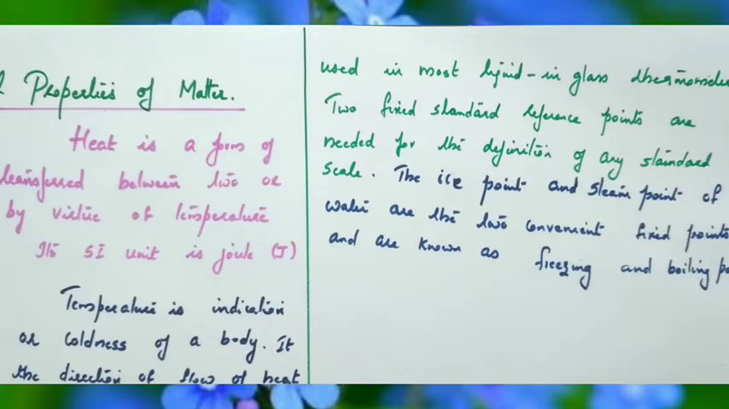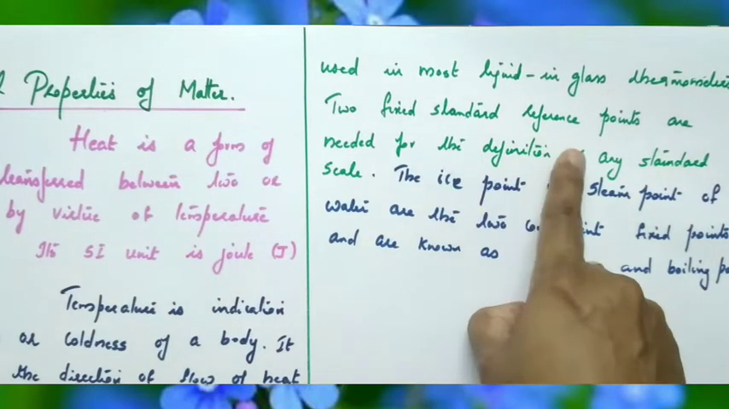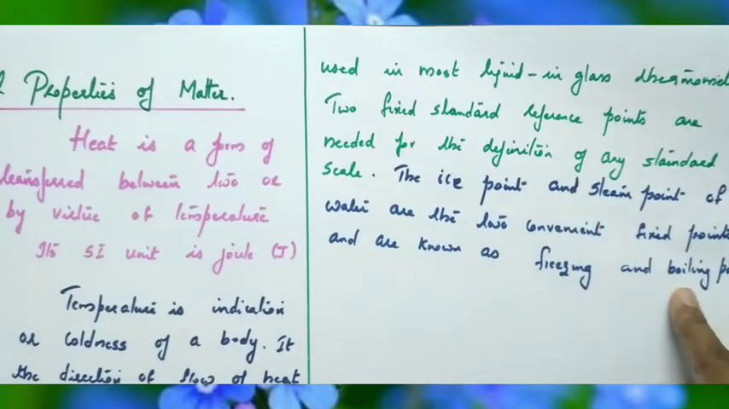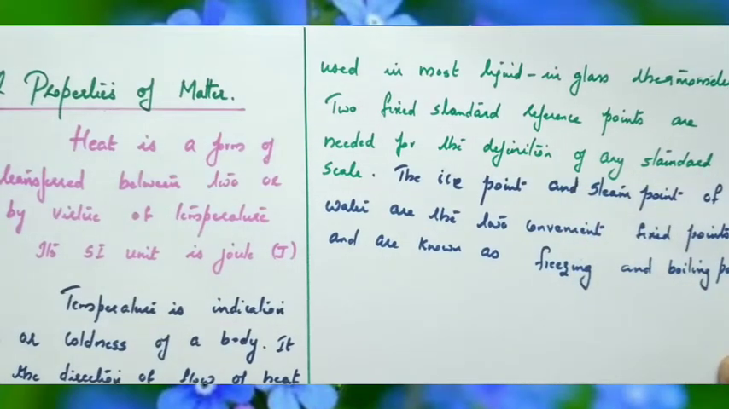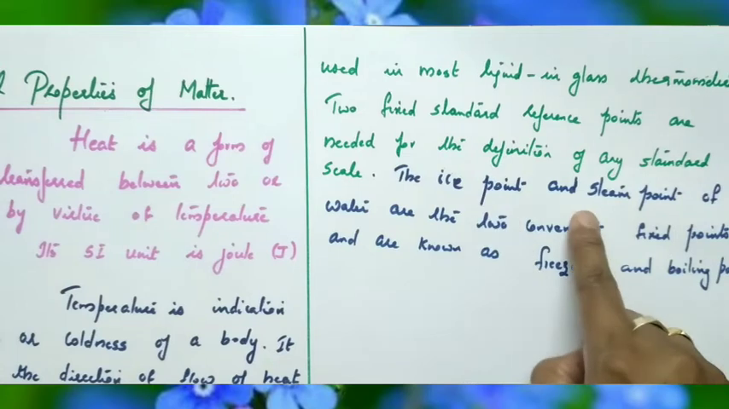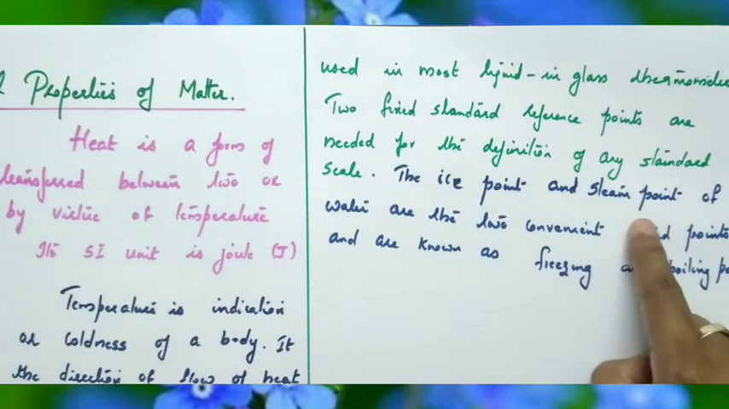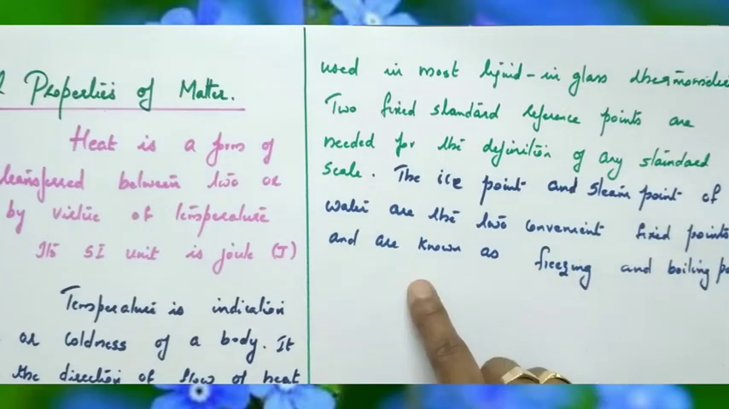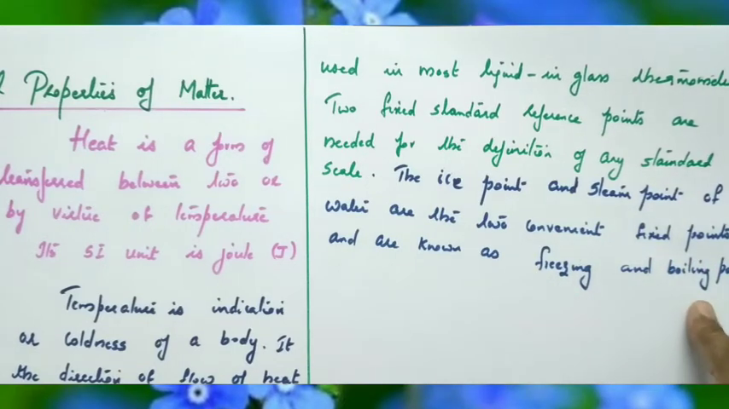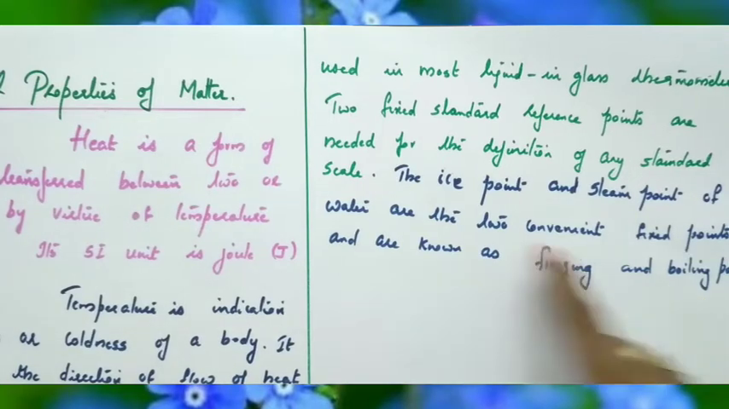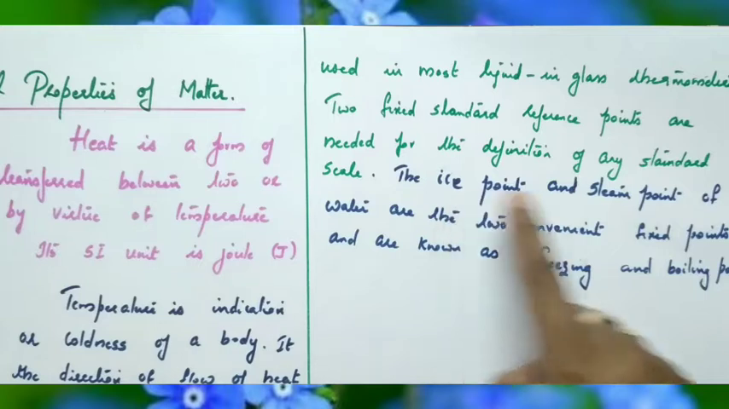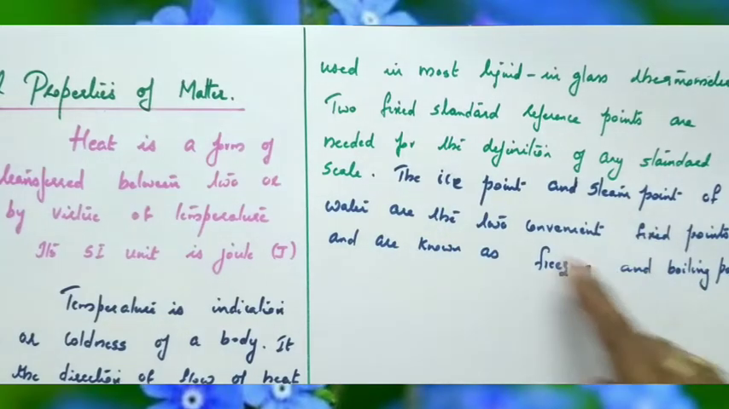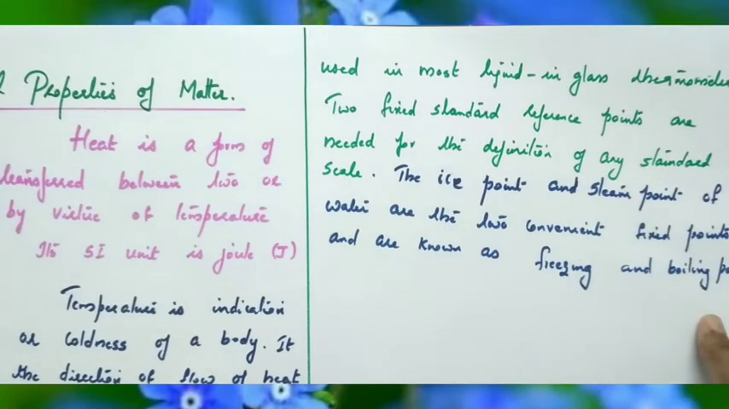In any thermometer there are two reference points needed for the definition of any standard scale, and these two reference points are the ice point and the steam point. Ice point and steam point of water are the two convenient fixed points, and they are known as the freezing and boiling points. So in all scales of temperature there are two convenient fixed points.